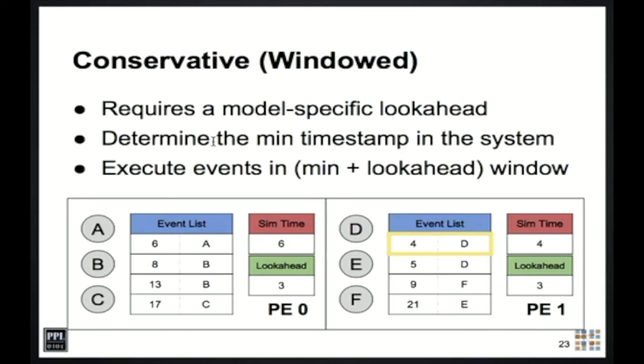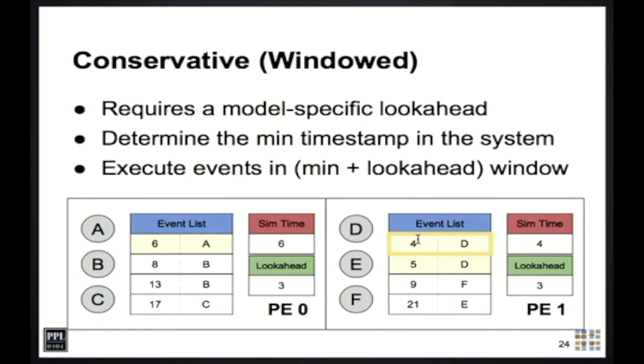And so now we can determine what events are safe by looking at the window that starts at the global minimum and extends until the global minimum plus look-ahead. In this case, which is the same example we had before, our minimum event is 4 over here on the right, which means our global minimum is 4. And if our look-ahead is 3, in addition to 4, we know 5 is also safe to execute, and the event at time 6 is safe to execute because they all fall within the look-ahead window. So we've gotten a little bit of parallelism back, but again, it depends on the model.